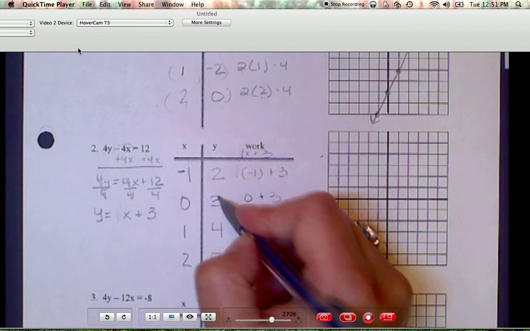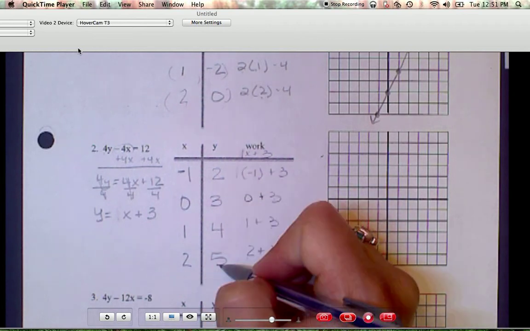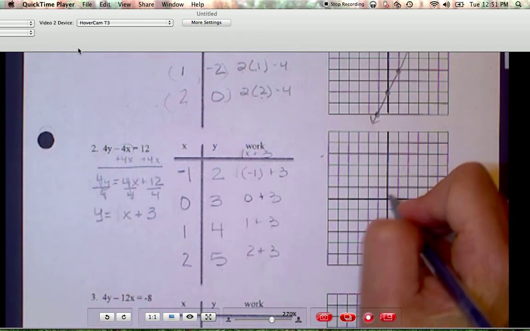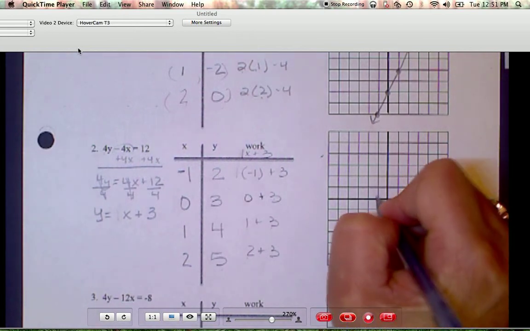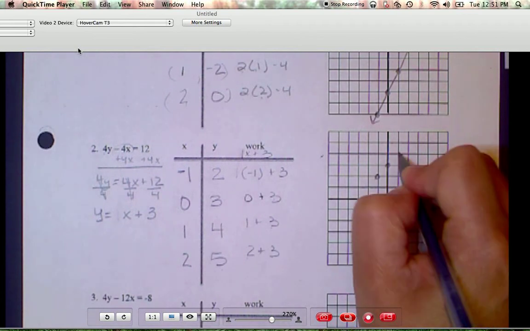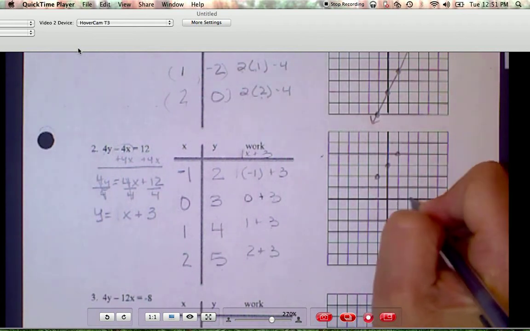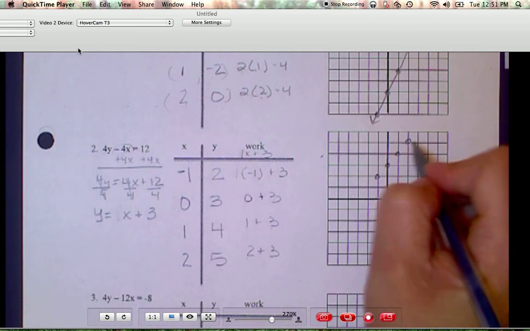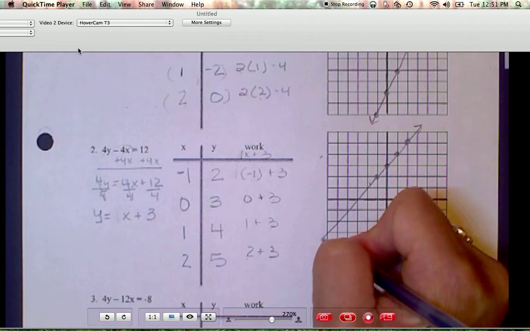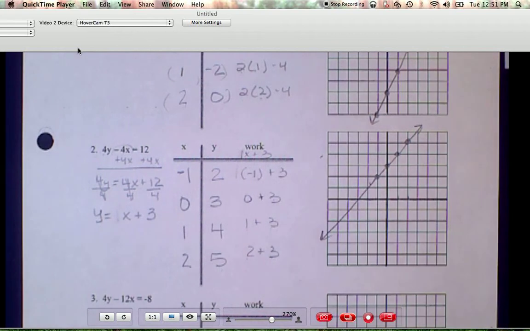And these are going up by 1. So you should recognize a pattern here, and then you confirm that pattern when you graph it and it actually creates a line. So negative 1, positive 2, 0, 3, 1, 4, 2, 5. And again, no squatty lines like this. Make it go a whole length of the graph until you get to the edge there.